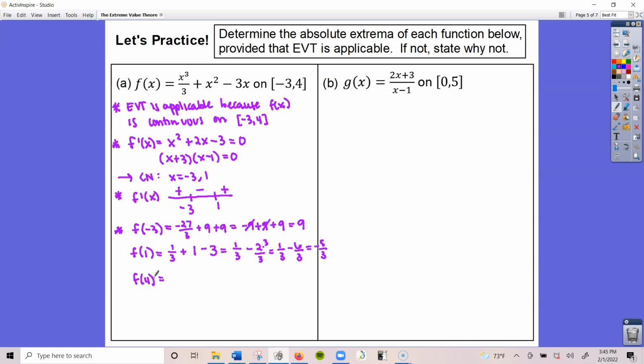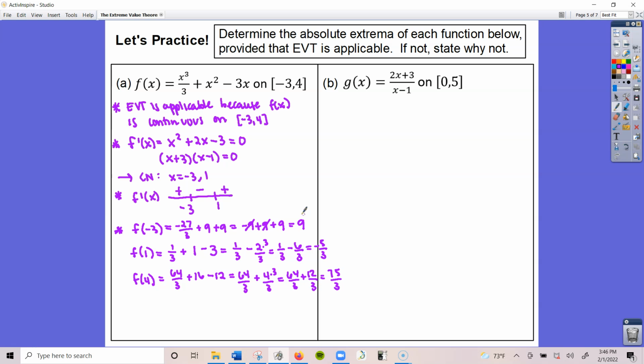Last one is 4. 4 to the third is 4 times 4, which is 16, times 4 is 64 over 3, minus 4 squared is 16, plus, minus 3 times 4, which is 12. So I get here 64 over 3 plus 4, which, just like before, I need this over 3. So this is going to give me 64 over 3 plus 12 over 3, which leaves me with a final answer of 76 over 3.